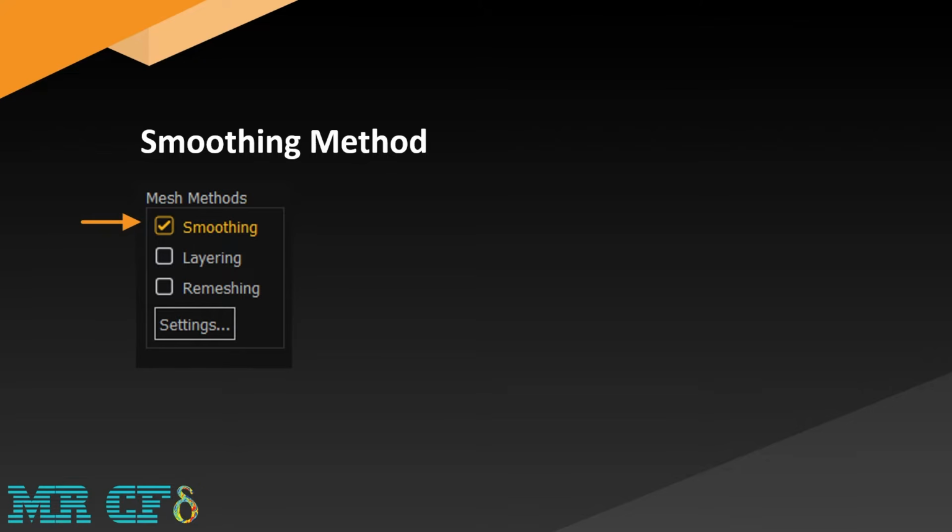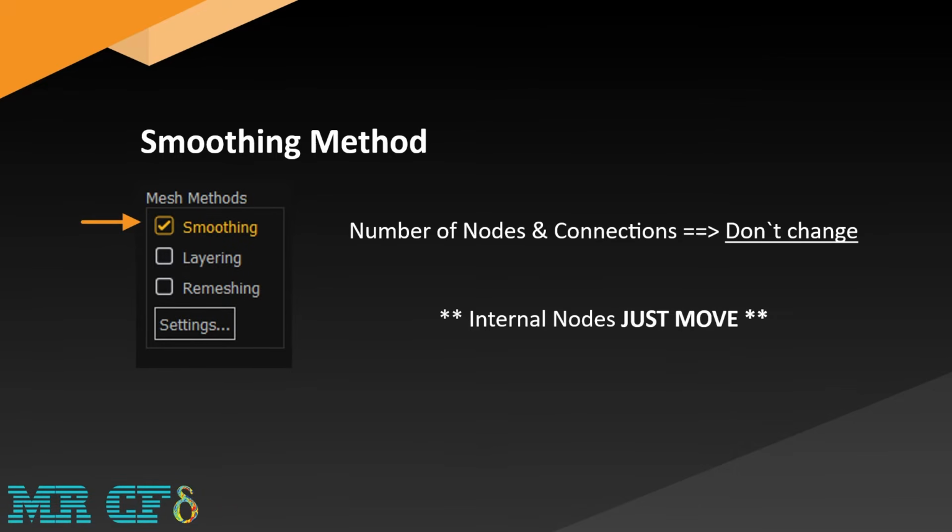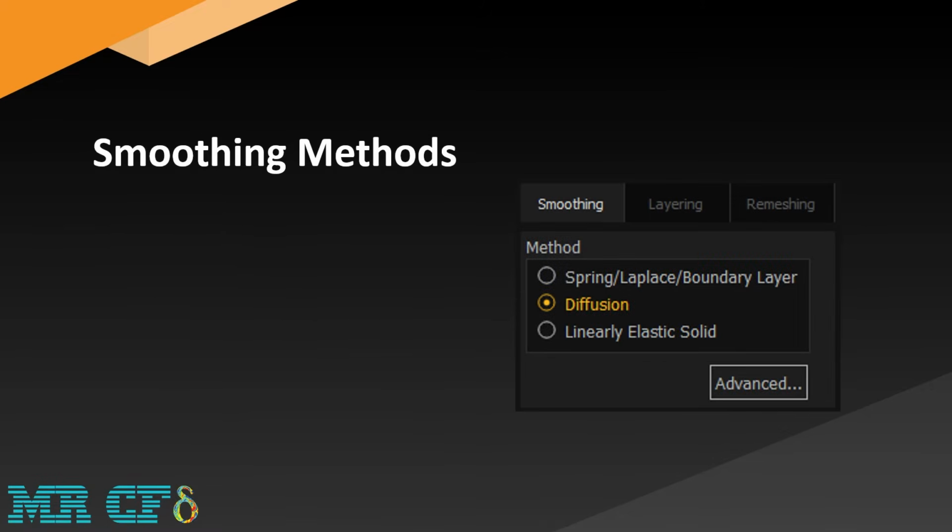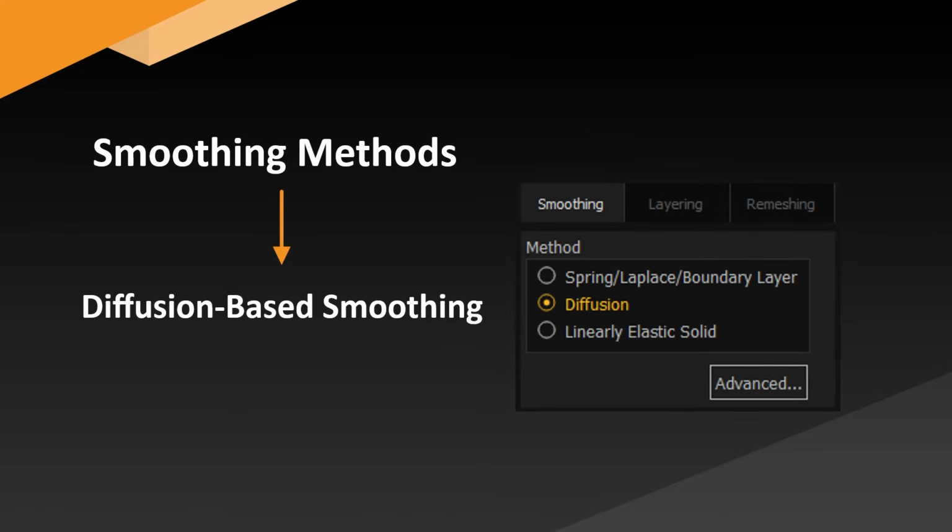In the smoothing method, the internal nodes of the mesh are only moved, but the number of the nodes and their connections do not change in any way. In fact, in this method, the internal nodes absorb the so-called boundary displacement and its effect on the mesh cells. But a smoothing method itself consists of 3 different methods, including spring, Laplace boundary layer, diffusion, and linearly elastic solid. First, let's choose the diffusion smoothing method to provide explanations about it.